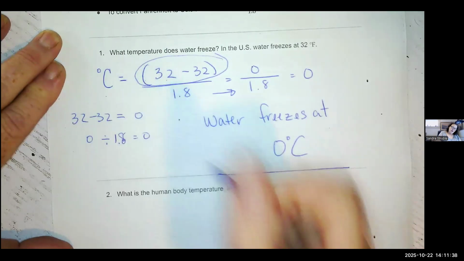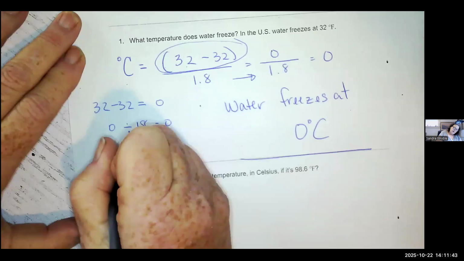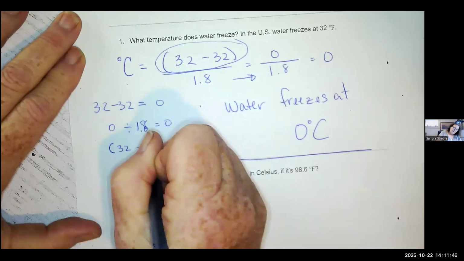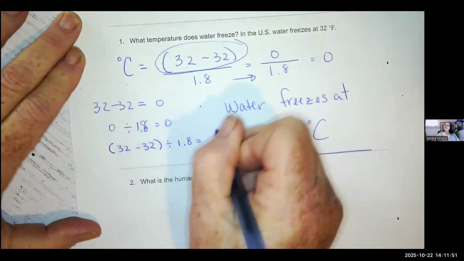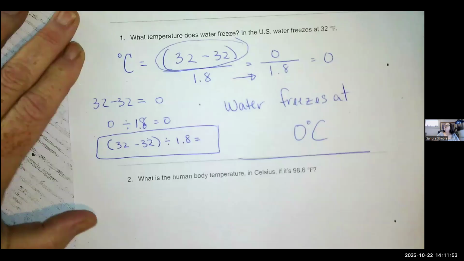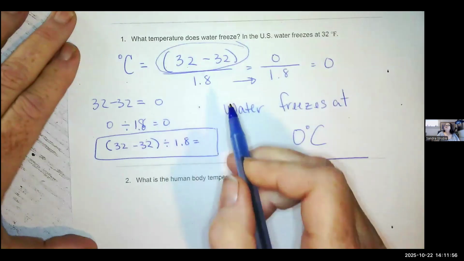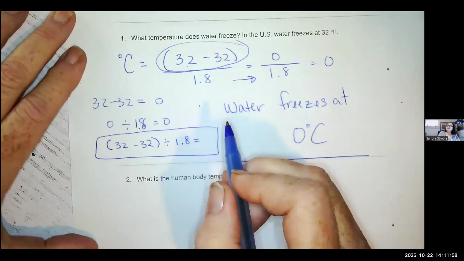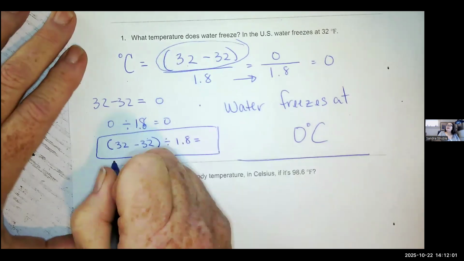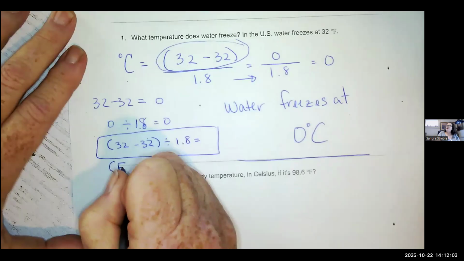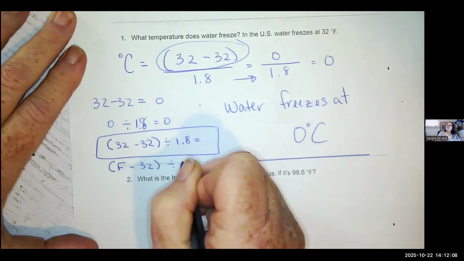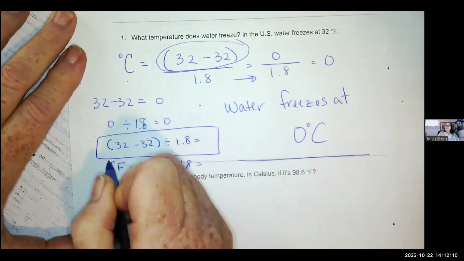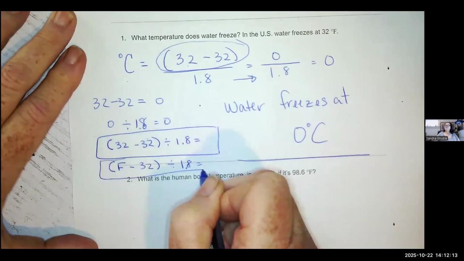All right, if you want to do it all at one time, you'll have to use parentheses: 32 minus 32, close parenthesis, divided by 1.8 equals. And this is just in one fell swoop, you can get that done. So if you want to switch from a Fahrenheit temperature, you could go parentheses, the Fahrenheit temperature, minus 32, close your parenthesis, divided by 1.8 equals. So this is how you would put this in your calculator, okay? You just need to switch out the Fahrenheit for whatever the temperature is.